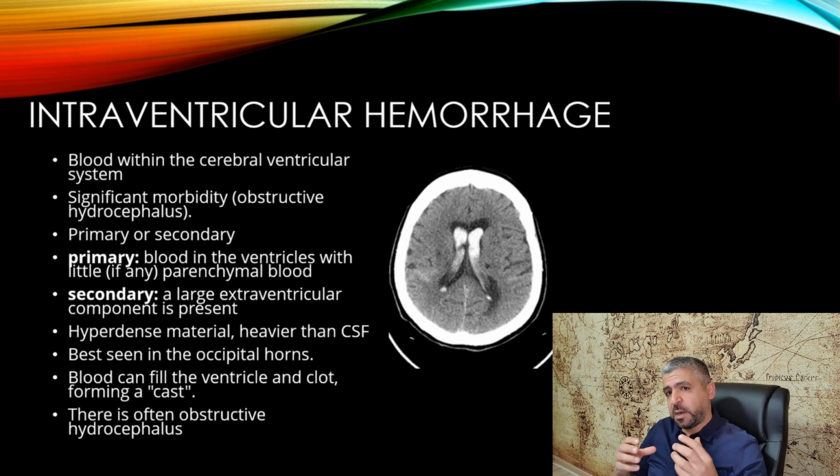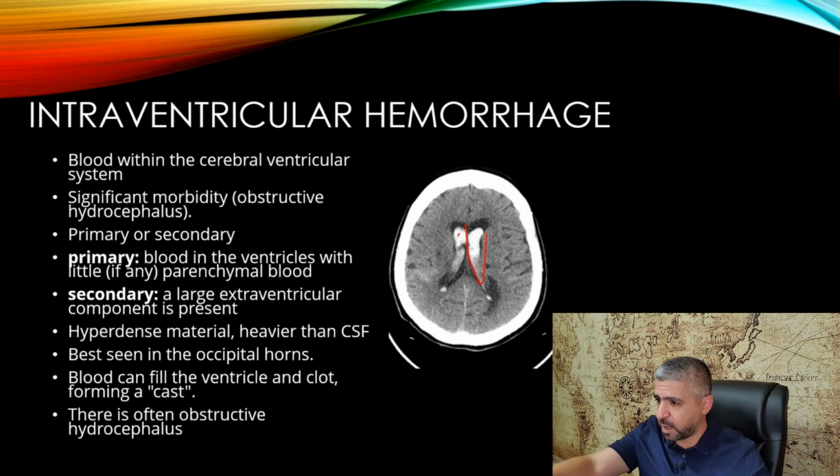It will show as a hyperdense material within the ventricle, and since the blood is heavier than CSF, blood will go down and the CSF will go up. So we will see it mainly in the occipital horns of the lateral ventricle, because the patient in CT scan is lying supine, so blood will go into the occipital horns. Sometimes if it's severe, it can fill the entire ventricular system, forming a cast, like a mold of the ventricular system. And usually there is an obstructive hydrocephalus with it.